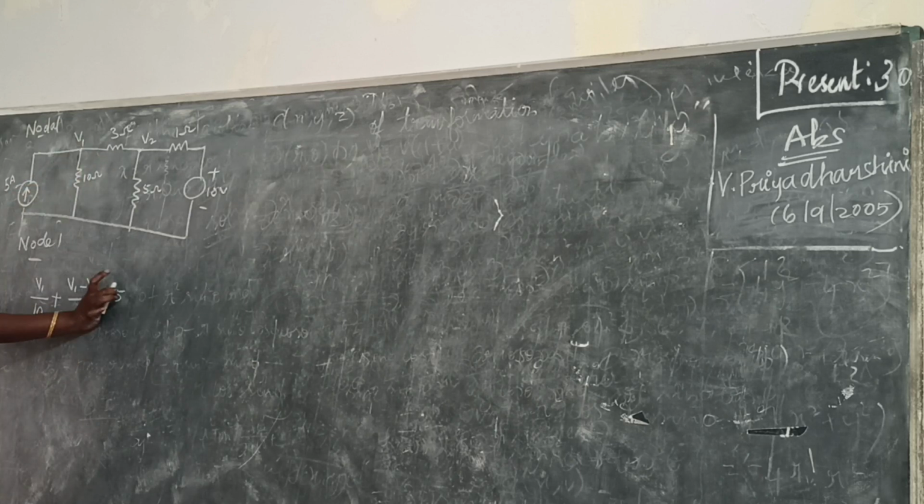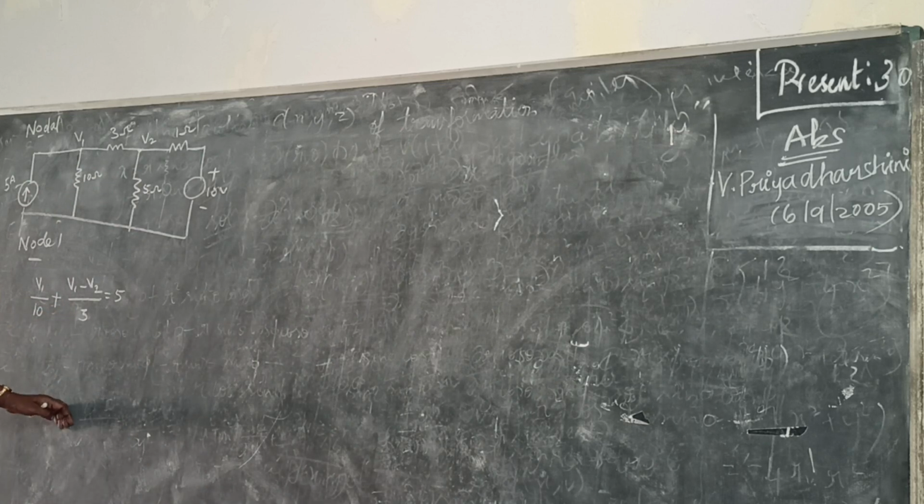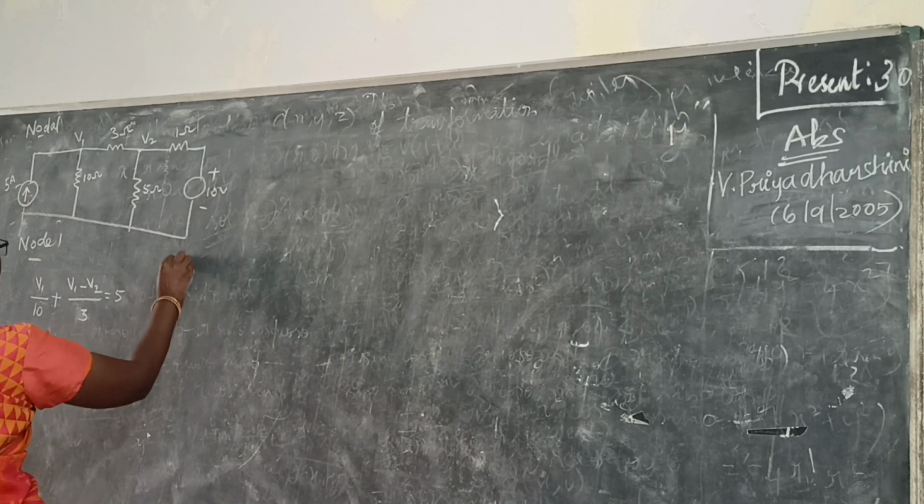So V1 by 10 plus V1 minus V2 by 3 is equal to 5. Now for node 1, you have to simplify this. Then for node 2, can anyone say the equation for node 2?